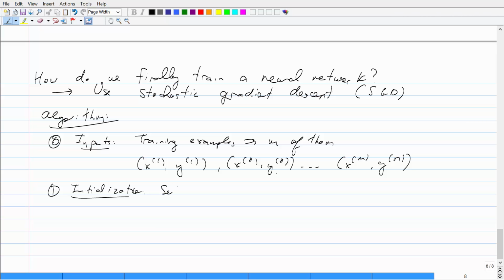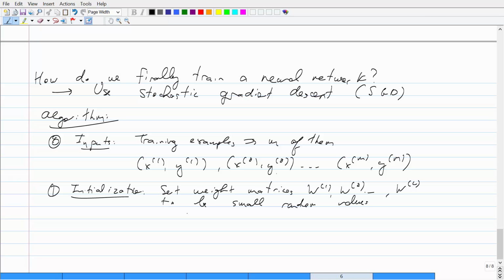Okay, so set the weight matrices, the first one and then the second one and so on, to be small random values. We don't initialize from 0, and I'll talk about why in a minute. So why, we will see later. So for now, just believe me and assume that this is what we have to do. Okay? So this is the first step.